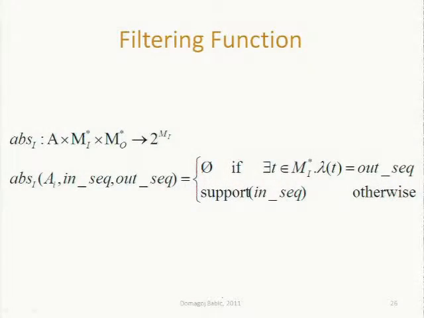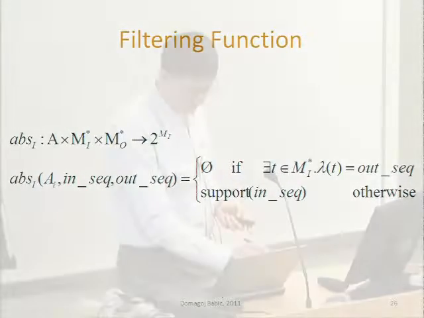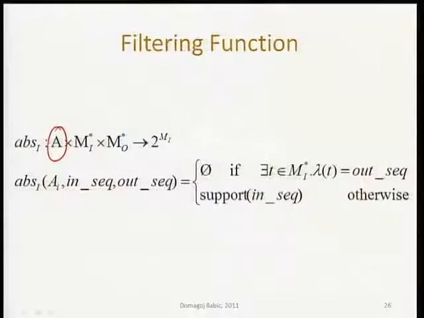So this is the filtering function. It takes the current version of the inferred automaton, an input sequence, a sequence of input messages and a sequence of output messages, and then produces a set of new input messages that are going to be used to refine the current abstract input alphabet. And what it does is actually fairly simple.